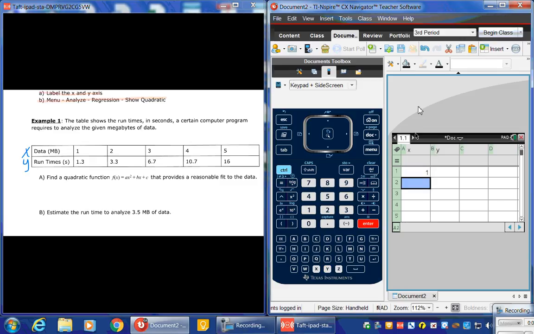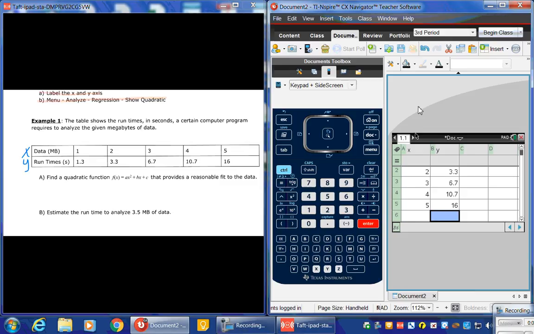So we have 1 megabyte, 2, 3 megabytes, 4 megabytes, and 5 megabytes. Then my run times, I have 1.3 seconds, 3.3 seconds, 6.7 seconds, 10.7 seconds, and 16 seconds. Now right here is where most people make a mistake. See that last cell that I'm in with the 16? If you don't hit enter, your calculator is not reading anything in that cell. So be sure you hit enter before you add another page.